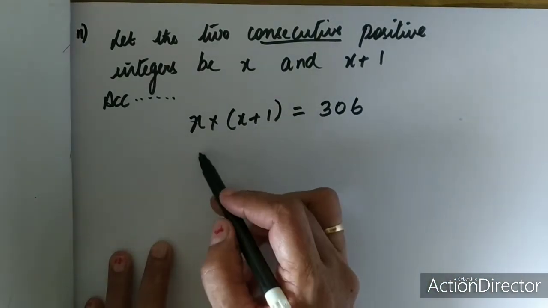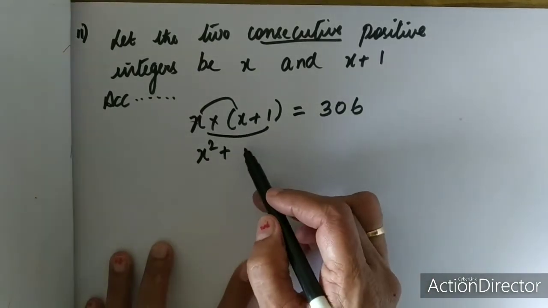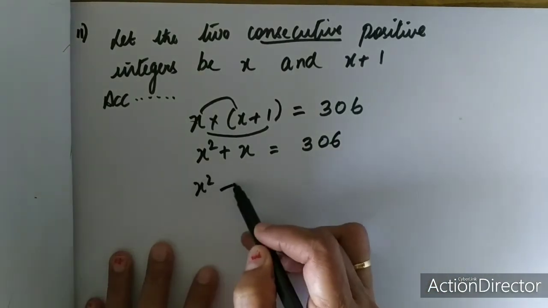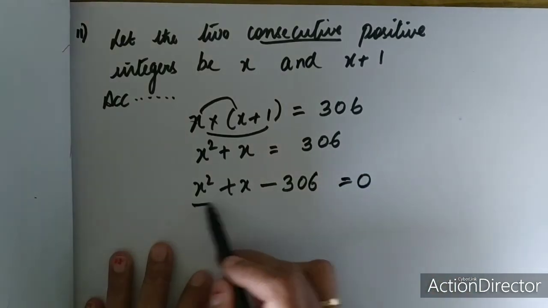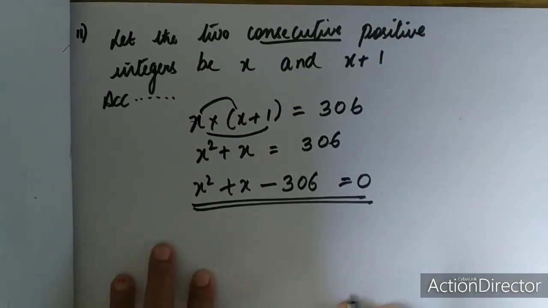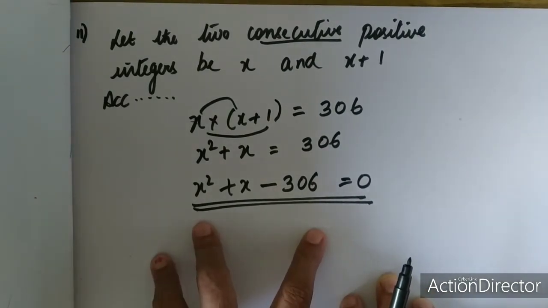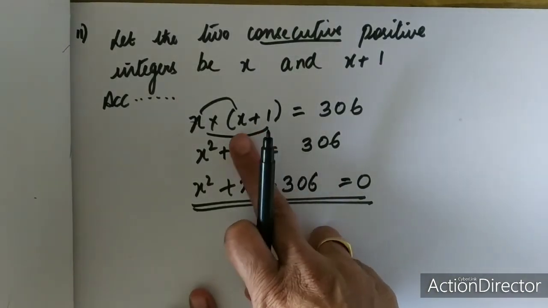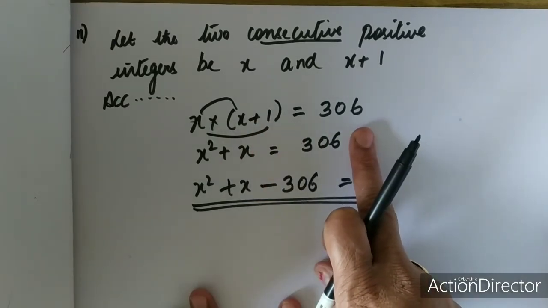306. So now you multiply x into x is x square, plus x into 1 is x, is equal to 306. Now x square plus x minus 306 is equal to 0. So this is your quadratic equation. Now if you solve this equation by splitting the middle term, or the factorization method that you learnt in 8th standard, you can get the value of x. After getting the value of x, you find the next number, which is x plus 1, and if you multiply those two numbers, you should get the answer as 306.